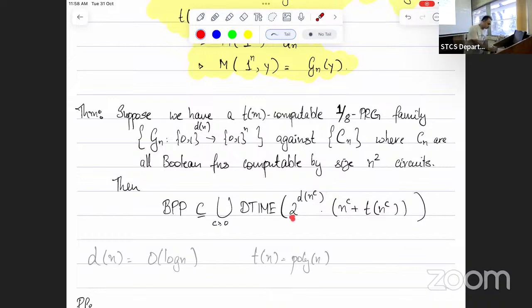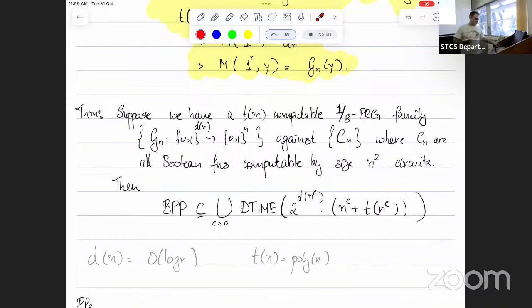Okay, so therefore 2 to the d of n to the power c is going to be polynomial in n, and everything here is also polynomial. So this tells you that anything that can be done in probabilistic polynomial time can actually be done in deterministic polynomial time. So it will basically tell you that you can completely de-randomize BPP. That is of course assuming that we find generators that have this sort of guarantee.